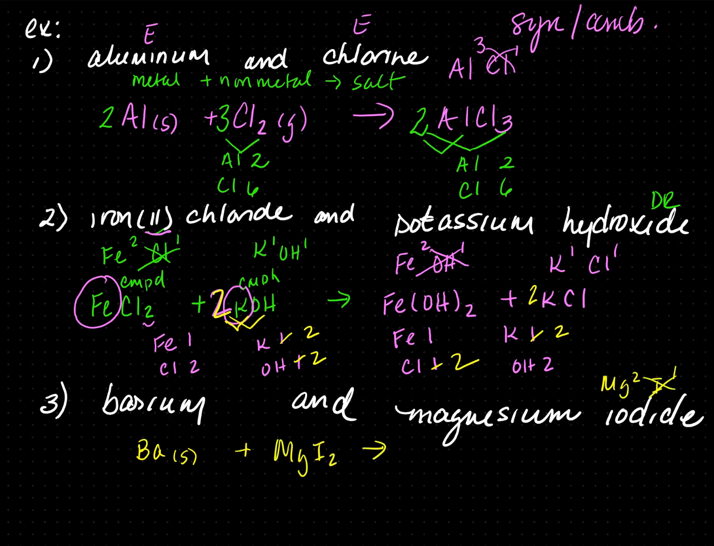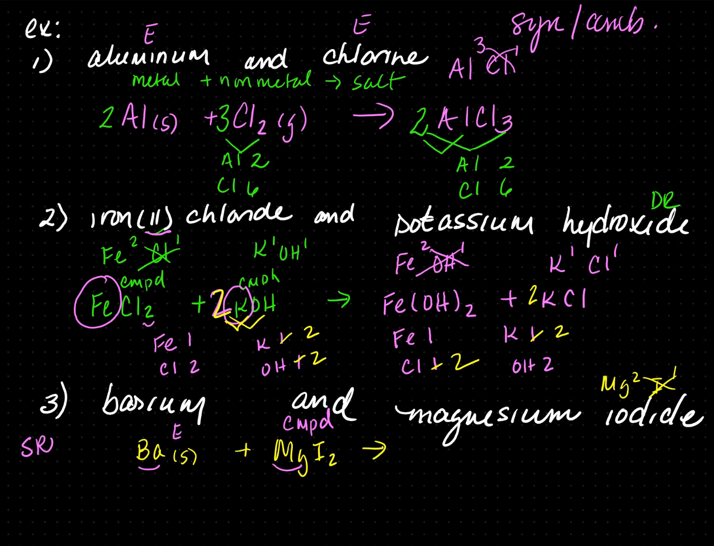MgI2. So we have an element and we have a compound. The element here is barium and the compound is magnesium iodide. Since barium is a metal, it needs to replace magnesium, which is the metal in MgI2. An element and a compound, this is a single replacement. So barium is going to replace Mg, so I need to look up barium.